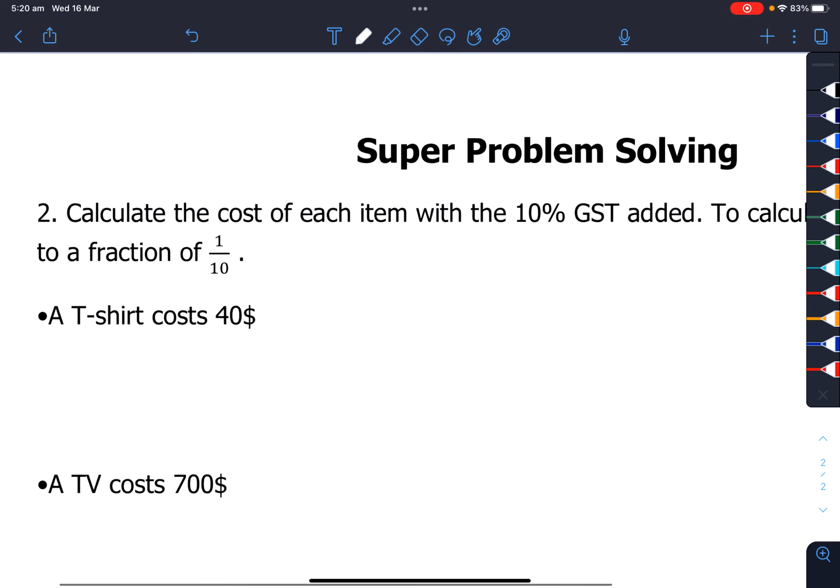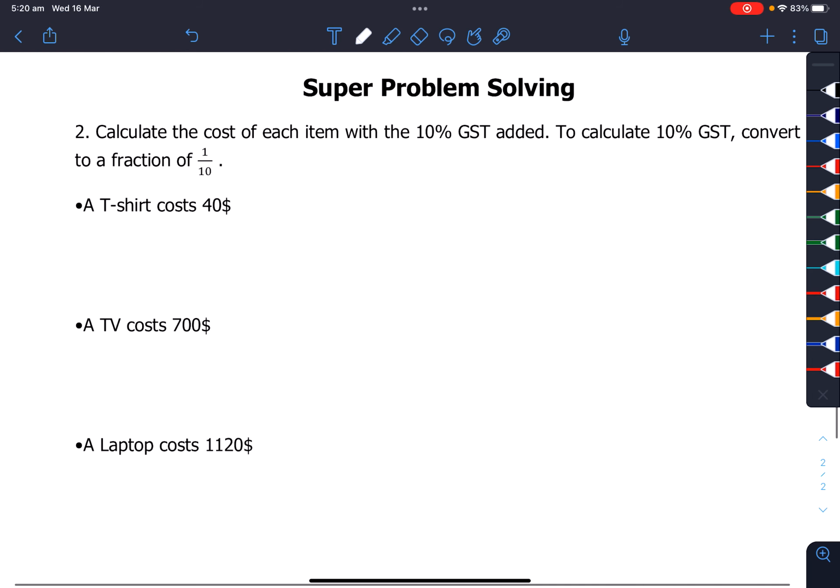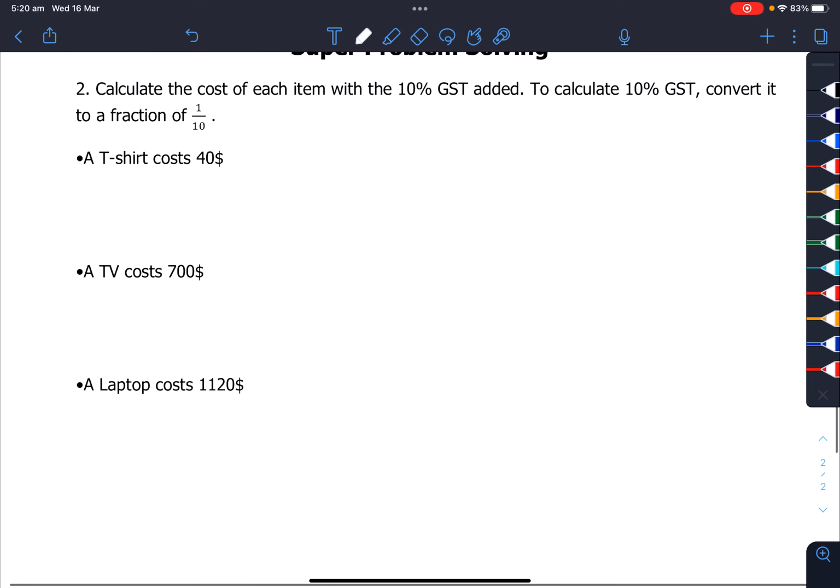Now we talk about a super problem solving question 2. Calculate the cost of each item with a 10% GST added. To calculate 10% GST, convert it to a fraction of 1 over 10.